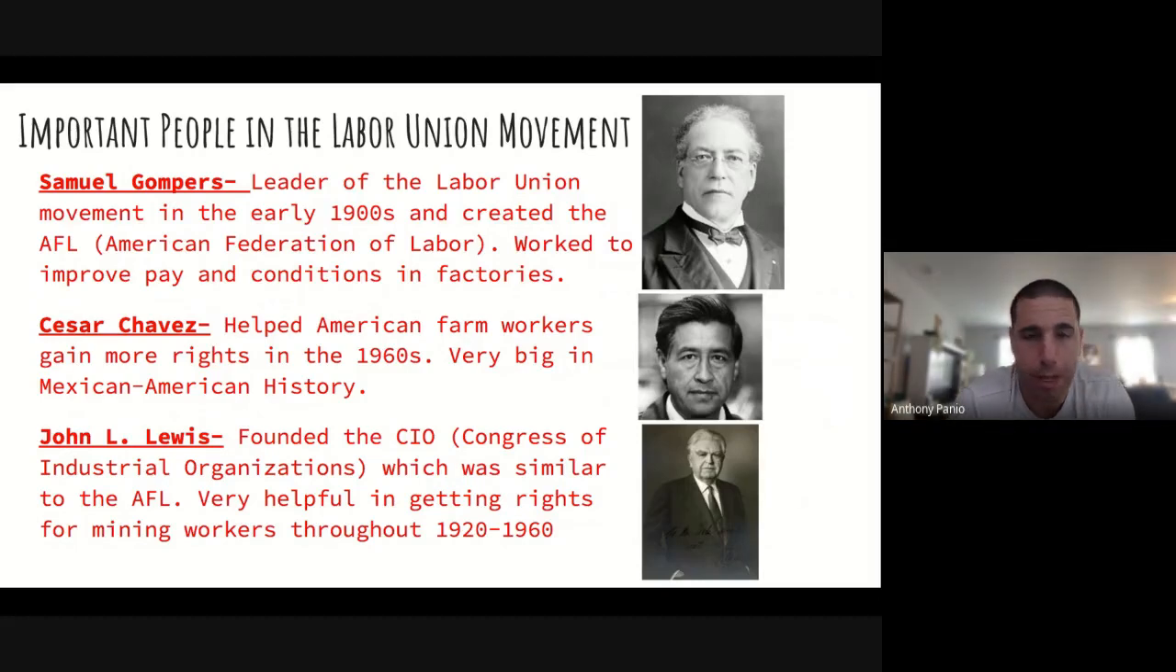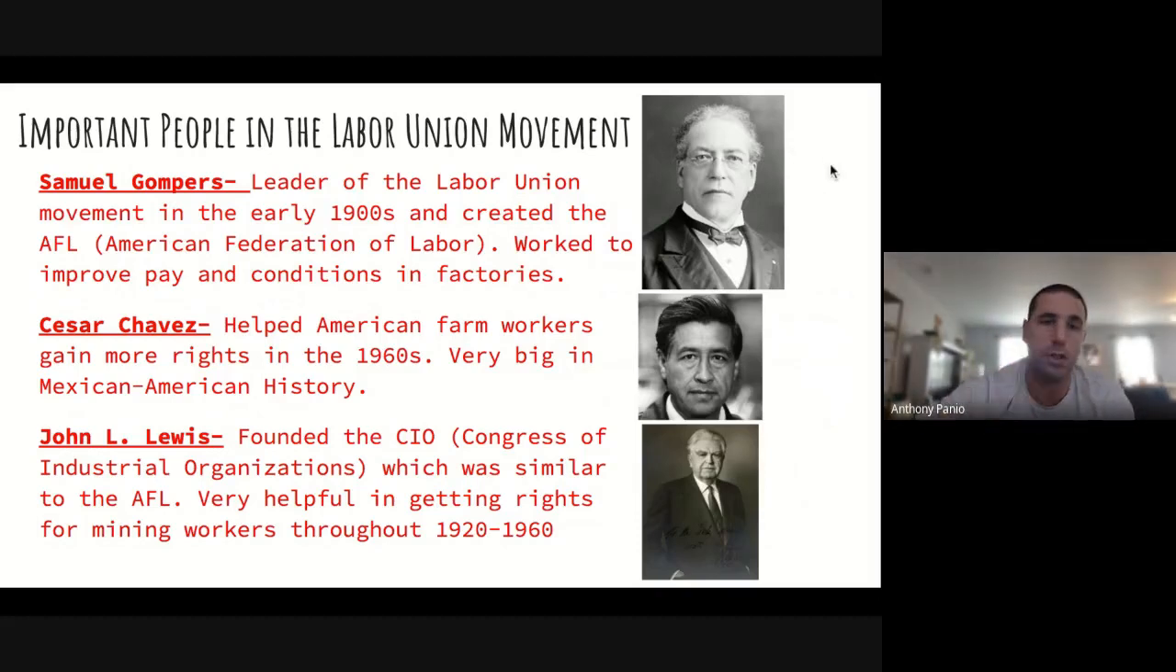Okay, so the biggest one by far is Samuel Gompers. He's right in the time era that we're talking about. He's the leader of the labor union movement in the early 1900s. I consider him the Harriet Tubman, like using the abolitionist movement. He's the Harriet Tubman of the labor union movement. A lot of people who are workers look to him. He's the guy here on the top right.